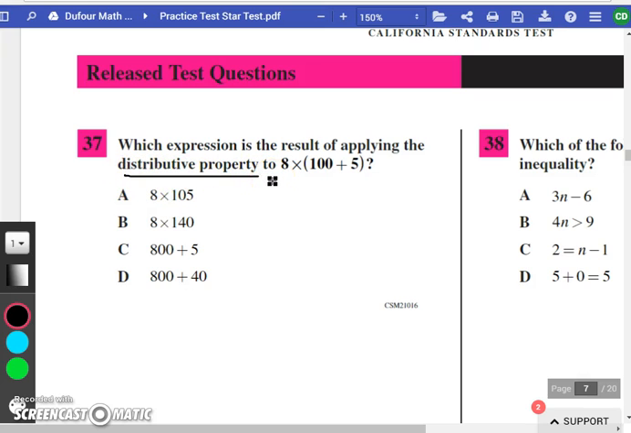Once again, distributive property is popping up again, and frankly, you can see that these arrows that I'm trying to draw are showing the distributive property. It's multiplication. So what is 8 times 100? 800. And what is 8 times 5? There you go. There's your correct answer. A looks a little close because 8 times 105 is 840. And then obviously 800 plus 40 is 840. So yes, these two possibilities do come up with the same answer or solution.